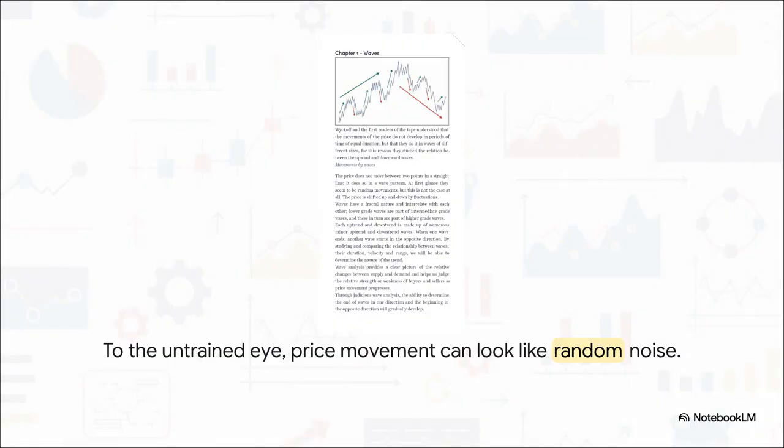Yeah, let's be honest, to most of us, a price chart just looks like this. It's unpredictable, kind of messy, and honestly, a little overwhelming. It goes up, it goes down, but what's the logic? Is there any logic? It just seems like pure noise.